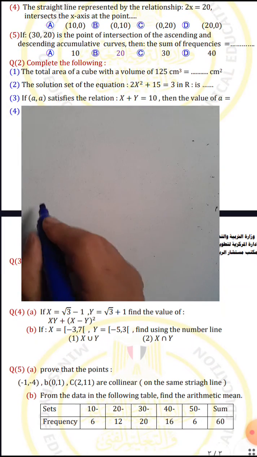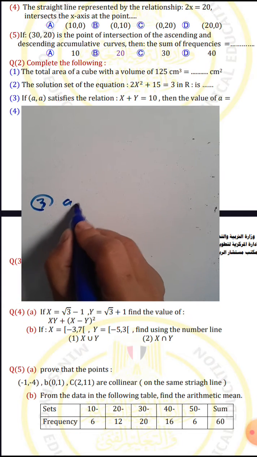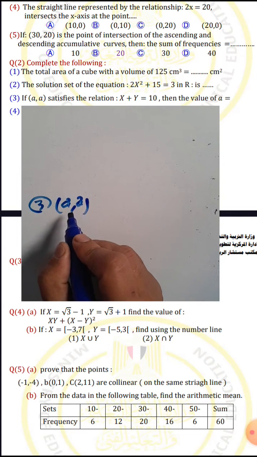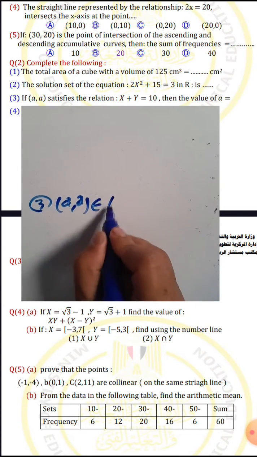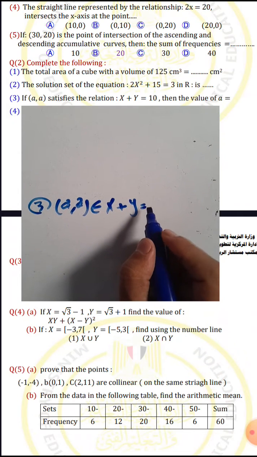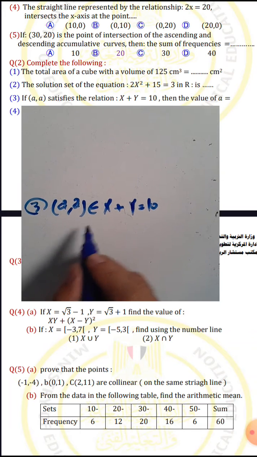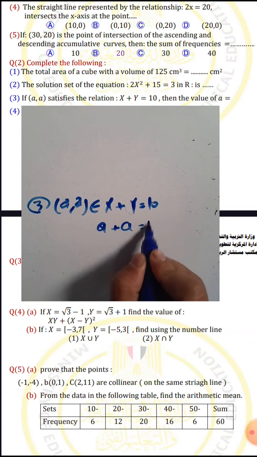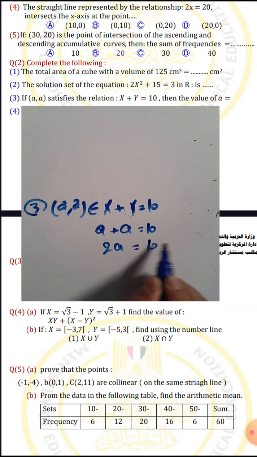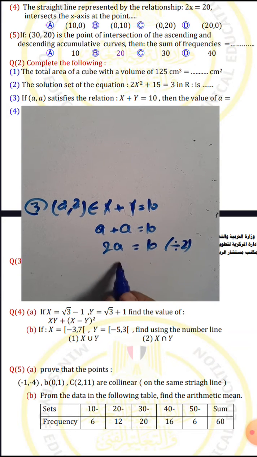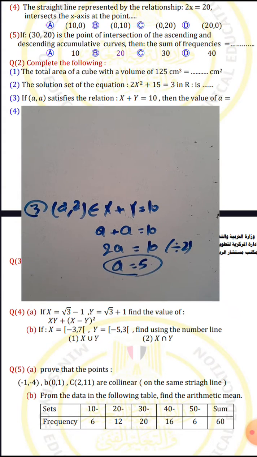Question number 3. If A and A satisfy this equation, x multiplied by 10, then A plus A equals 10, then 2A equals 10. You can divide by 2, then A equals 5.